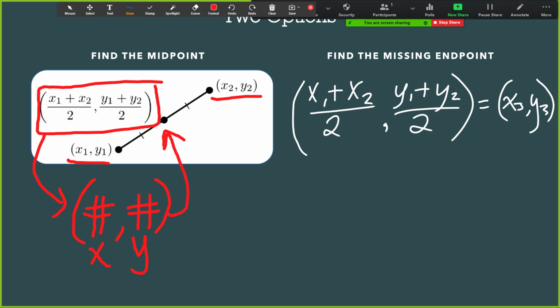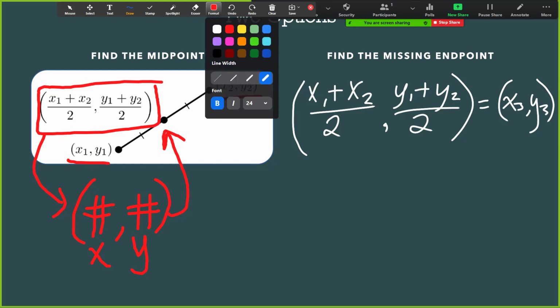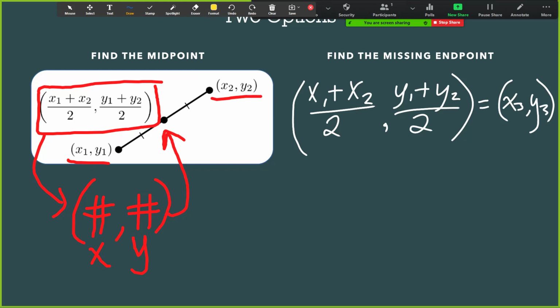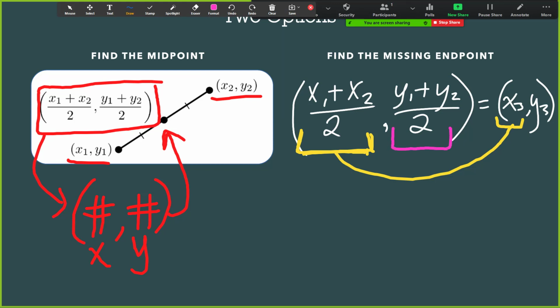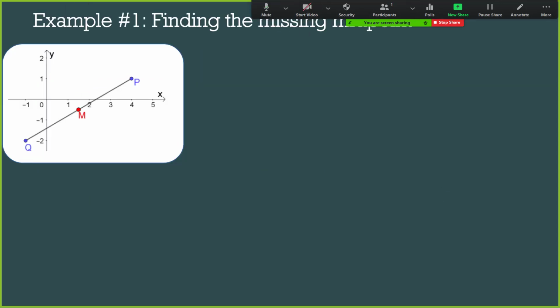In the other type of question, finding the missing endpoint, it's a little bit different. You plug in the information, and then you need to set this group equal to this group. And then this group equal to this group. And then use Algebra 1 to solve. So now I'll do 2 examples.